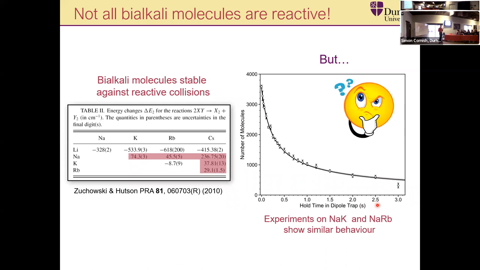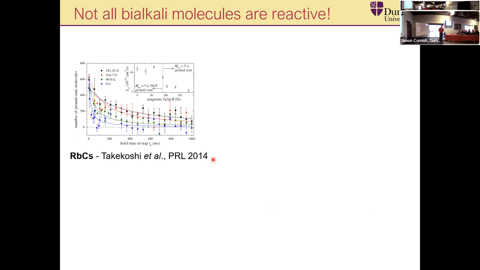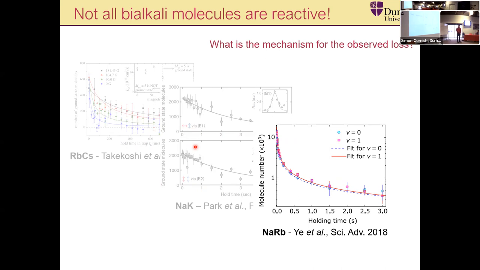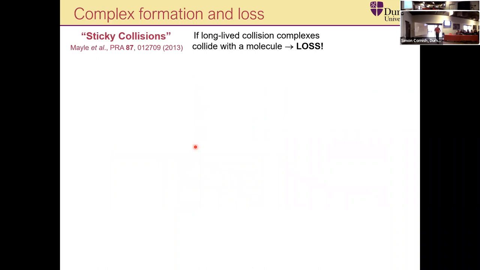And it's not just rubidium cesium. We can look at some of the other non-reactive molecules on here. This is another rubidium cesium plot, and this is sodium potassium, sodium rubidium. They also show more or less the same behavior. We get this loss of molecules, even though these are non-reactive. So what's the mechanism for the observed loss? That's the question. If the molecules are stuck together long enough in this complex, then it is possible that another molecule could come along and then you get an enhanced three-body recombination. That really requires quite a long lifetime for the complex, because the molecules are moving around in this trap relatively slowly, and so to get that to happen requires a really quite long lifetime.